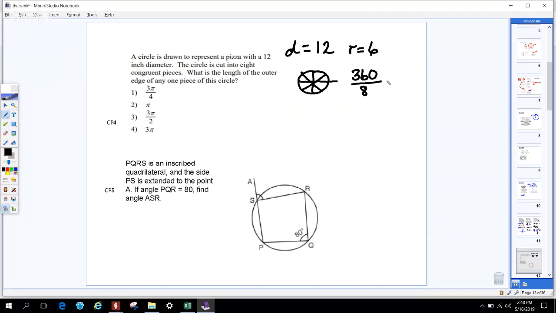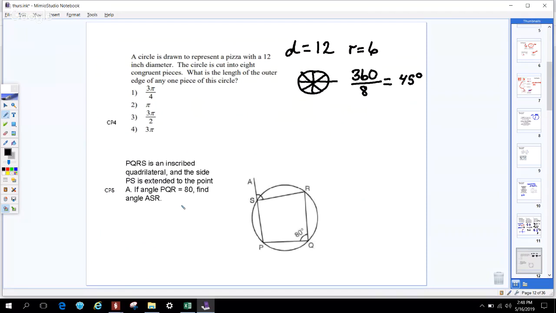360. I'm going to divide that by 8 because there are 8 equal pieces of pizza. So I'm left with 45 degrees. Now it says, what is the length of the outer crust? Am I going to use area of a sector or am I going to use arc length? And the question is, what is the length of the outer edge?